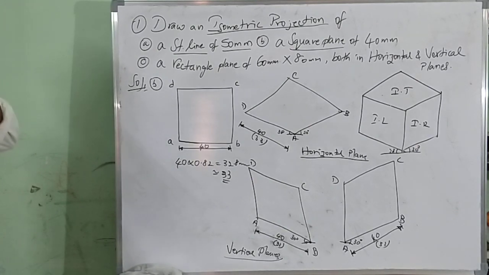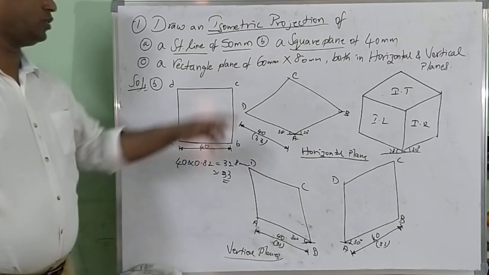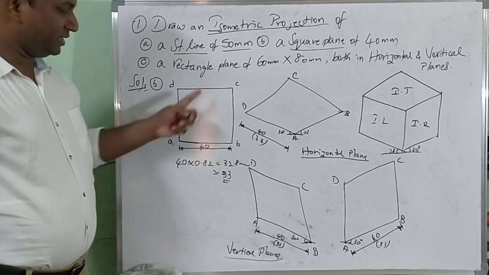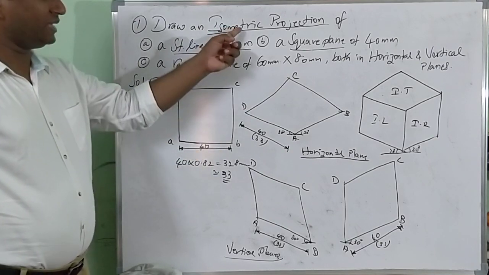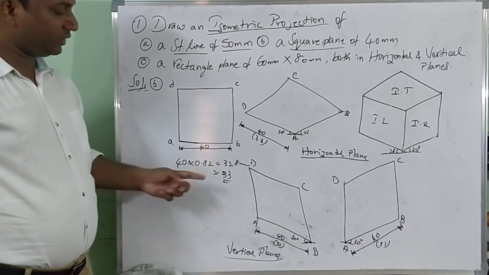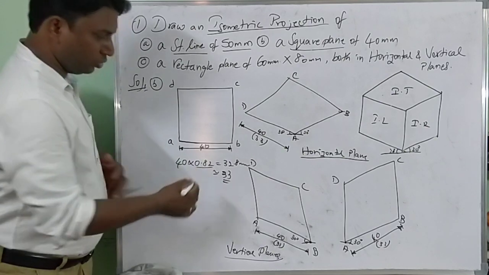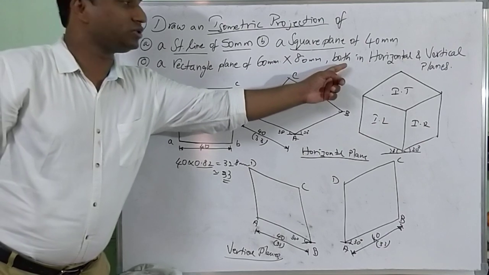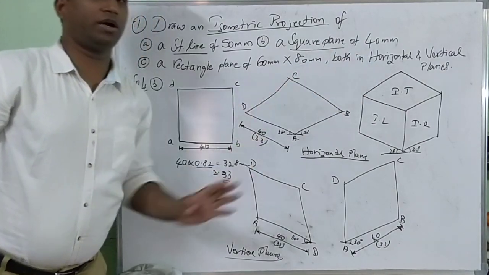Draw the isometric projection of a square plane, 40 mm. Draw the original square ABCD. Give the dimension 40. As they asked for projection, multiply with the factor of 0.82. So 32 point something, approximately 33. Now they asked us to draw both in horizontal and vertical planes.